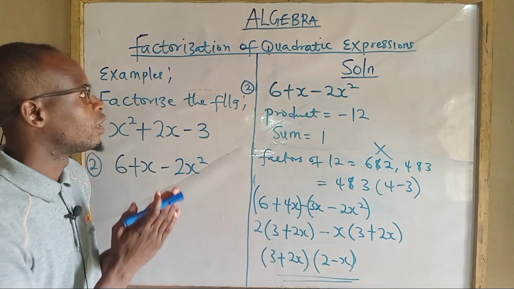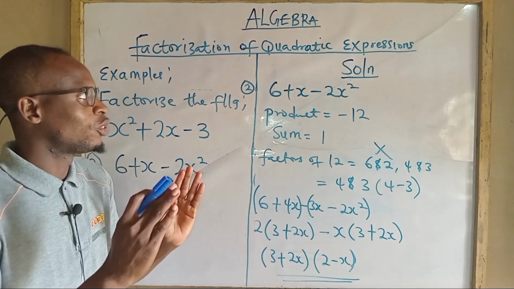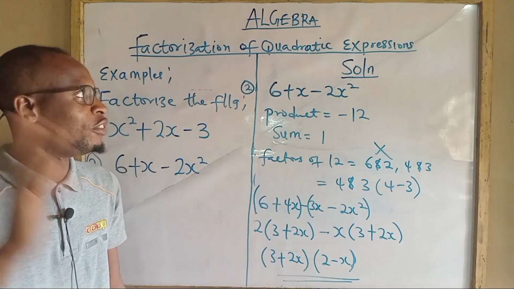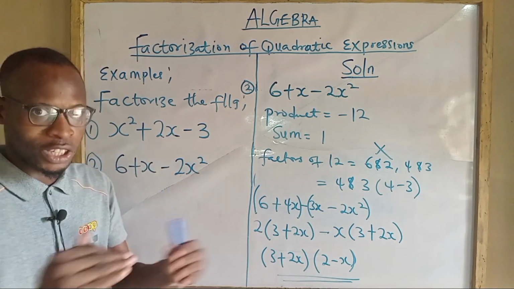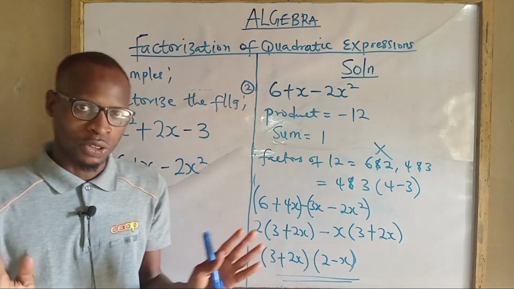So I think that will mark the end of factorization generally, but we are still going to be looking at algebra in our next video, but in another form. Maybe simplification of algebra. How can we simplify it? But we are done with anything concerning factorization.